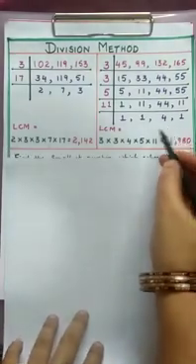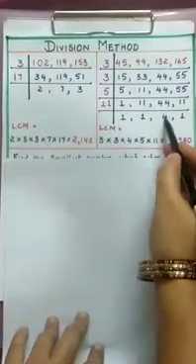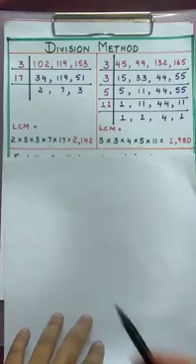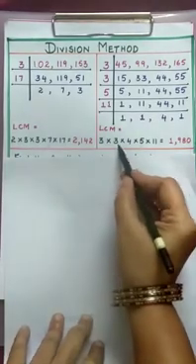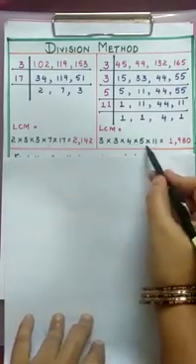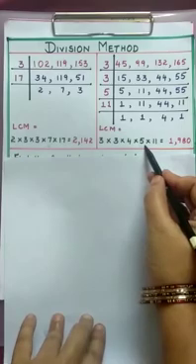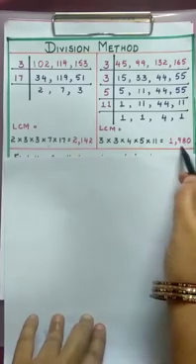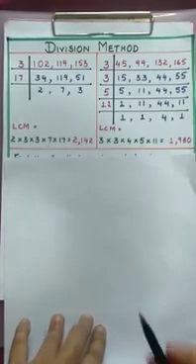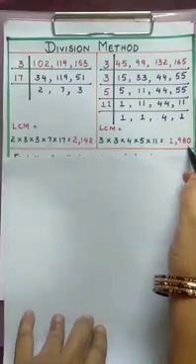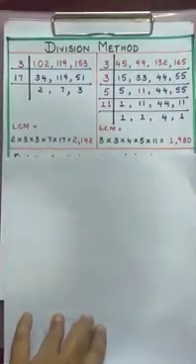Let us multiply here. 2 3's, 1 4, 1 5, 1 11. Now multiply: 3 3's are 9. 9 4's are 36. 36 5's are 180. 180 11's are 1980. This 1980 is the LCM of these four numbers.